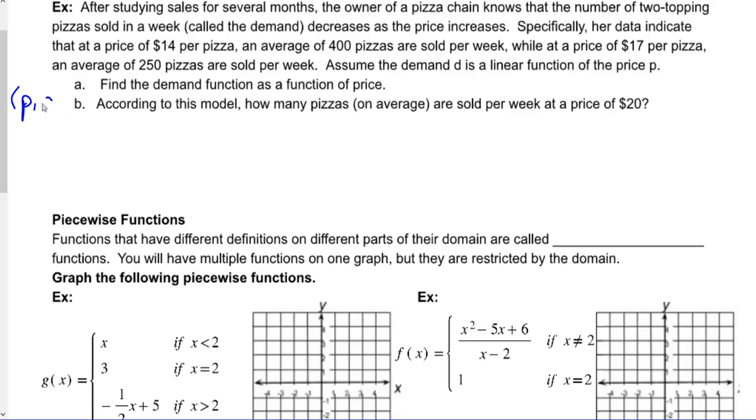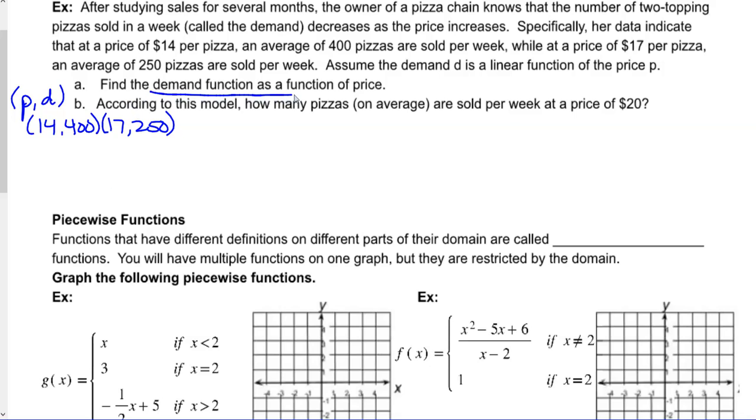So (P, D) is what I want. Given the information, you can write points for that. If I have a price of $14, the demand is 400. If I have a price of $17, the demand is 250. Now, given these 2 points, we could go forth and find an equation, which is what they asked for in part A.